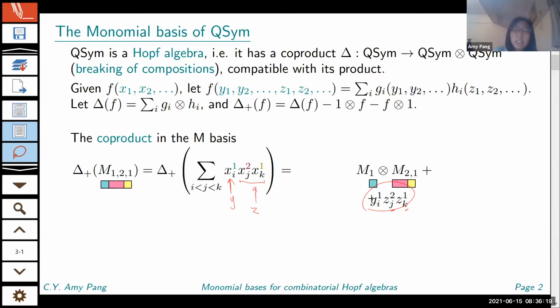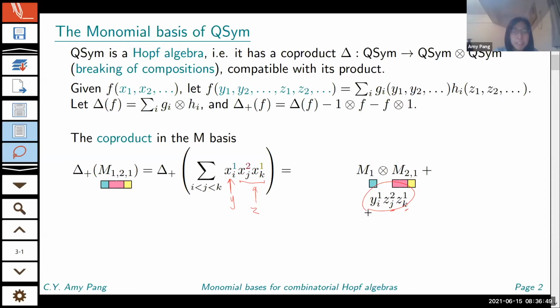And so now I look at just the y's, and I think about what is the quasi-symmetric function that the y's represent. So when you have terms like this, it's going to give me an m1. And then the z's, because there's a zj squared zk and j is less than k, this gives me an m21. And so that's what I write down here.